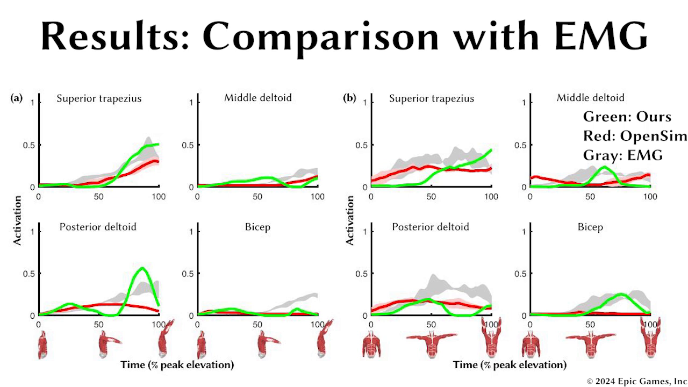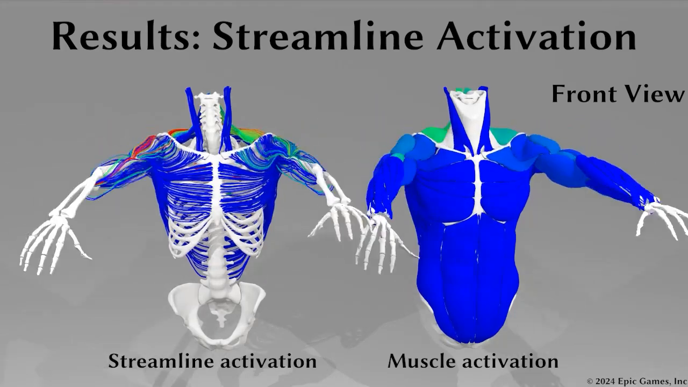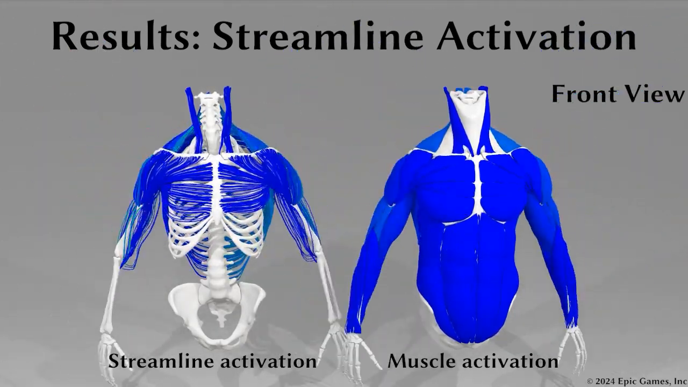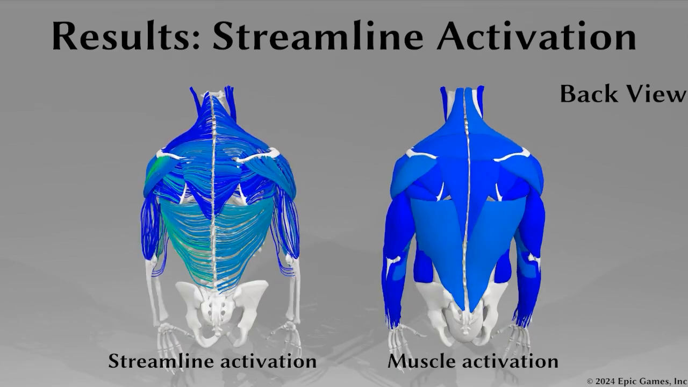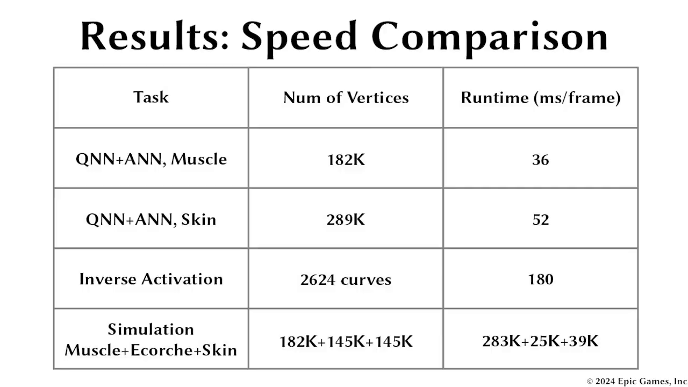We compare activations with the current state-of-the-art biomechanics model and experiment electromyography data. For tasks of shoulder flexion and abduction, our model is able to capture the observed electromyography patterns on the trapezius, deltoid, and bicep. Here are some more streamline activations on shoulder shrug, flexion, and abduction. Lastly, we show that our model runs more than 1,000 times faster than the simulation. Thank you.